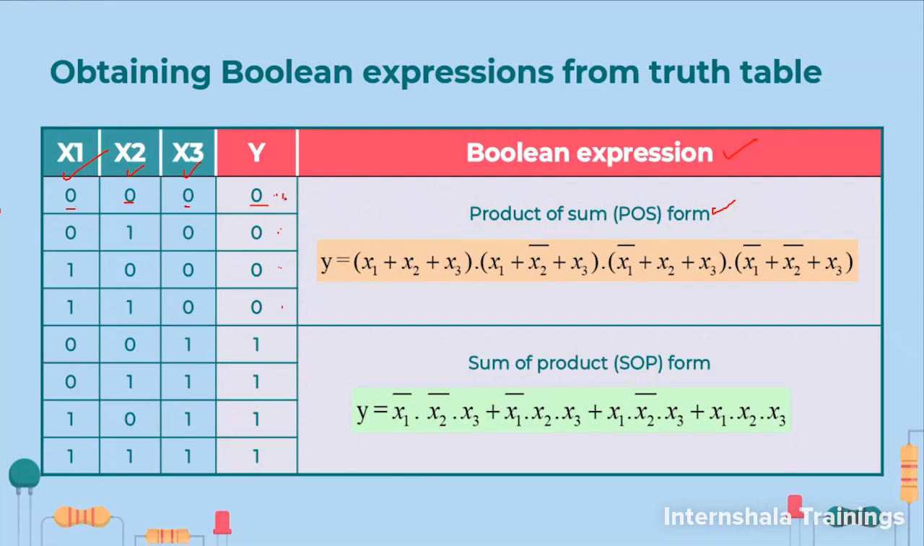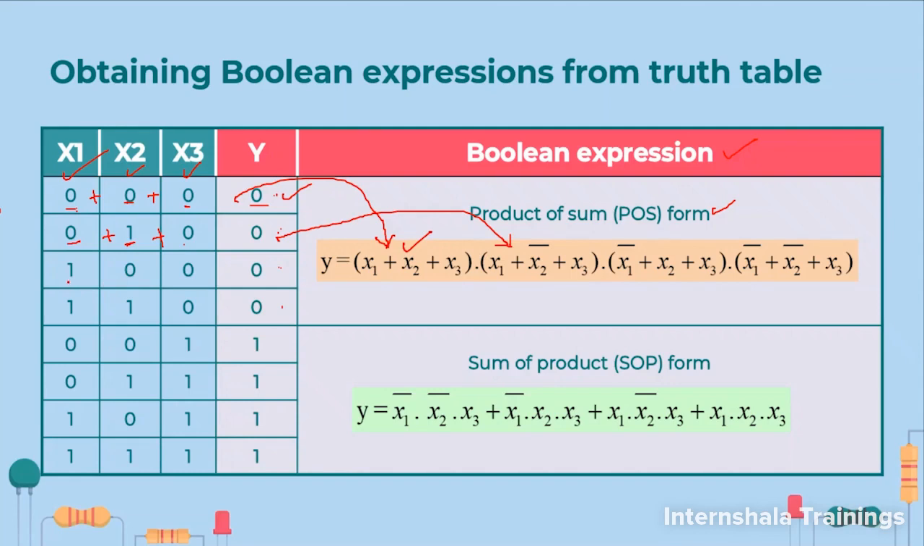So here in the first case we have x1, and we are going to take a sum between every variable: x1 plus x2 plus x3. That becomes my first sum term. When I go to the next one, I find x1 plus x2 bar. Here it is 1, so I am going to complement x2: x1 plus x2 bar plus x3, and that is my second sum term.